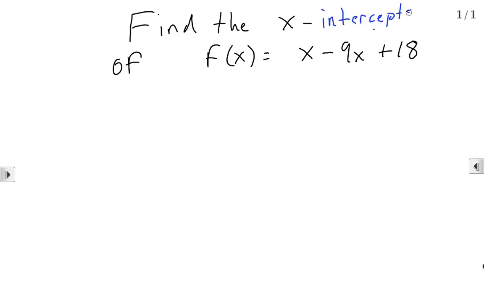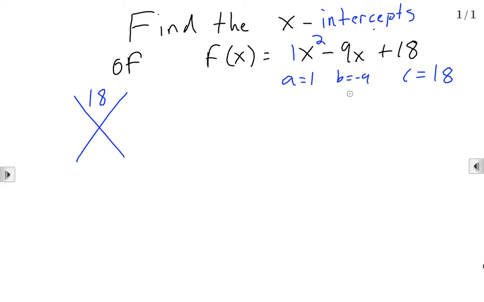All right. Of f of x equals x squared minus 9x plus 18. To find x-intercepts, the first thing we need to do is factor. So let's set up our diamond. Let's look at our a values. We've got a equals 1, b equals negative 9, and c equals positive 18. So in our diamond, we need a times c, which is 18, and then b is for bottom, so that's negative 9.